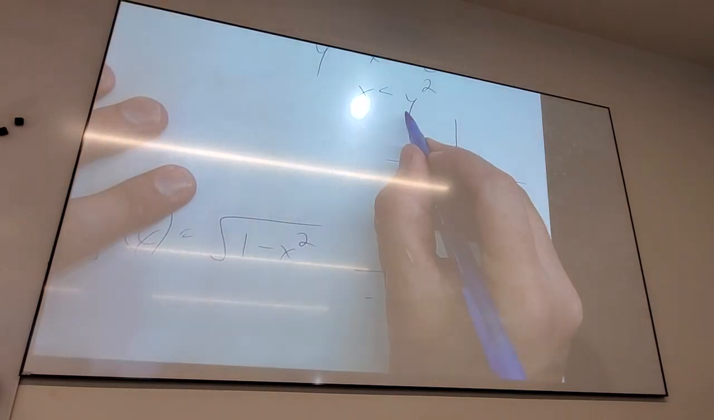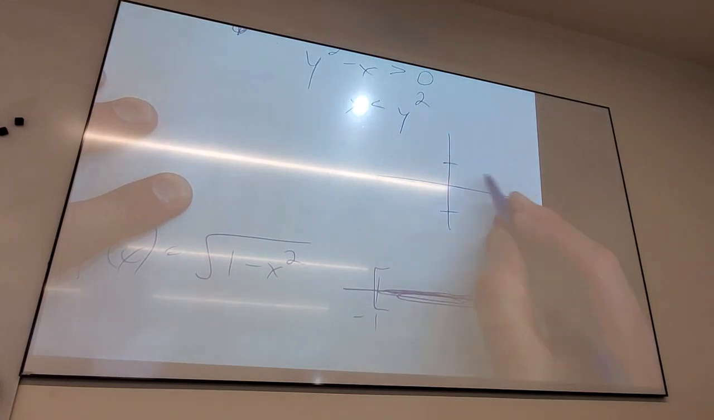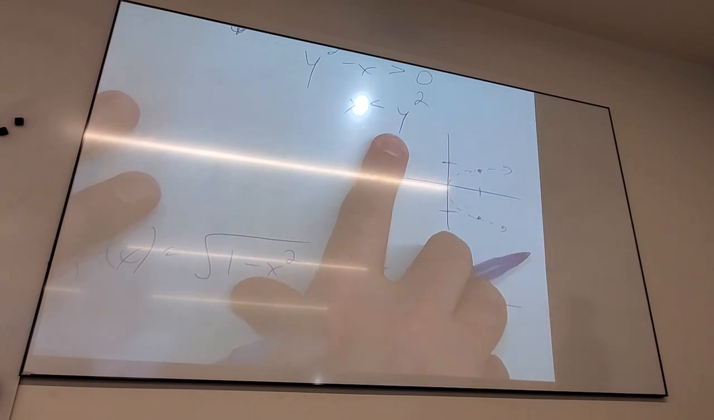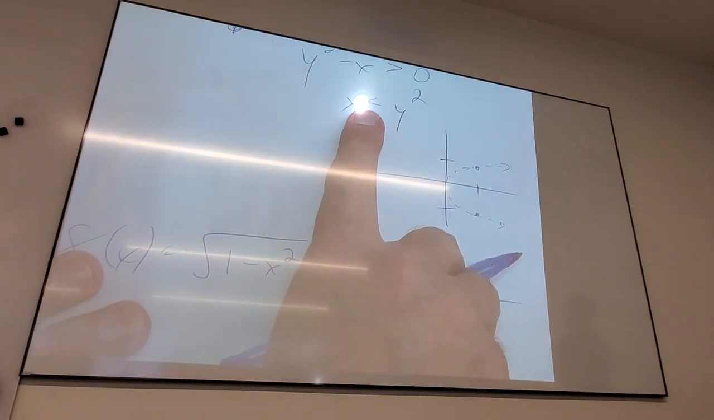So if I want to graph x equals y squared, if y is 1, x is 1. If y is negative 1, x is 1. So this is x equals y squared. Am I allowed to equal y squared? No. Nope, so that's why I left it as a dotted line. X has to be less than that.